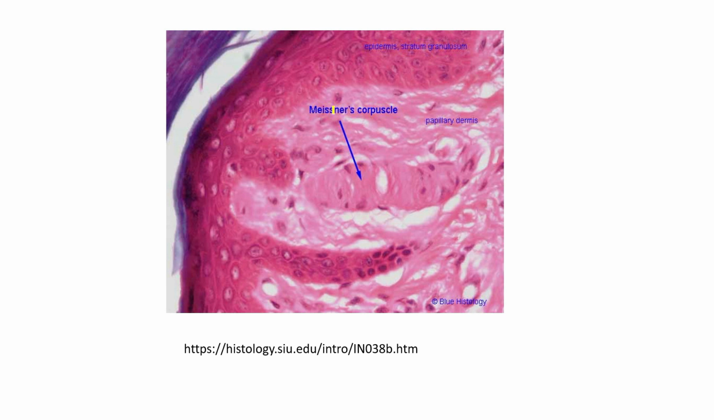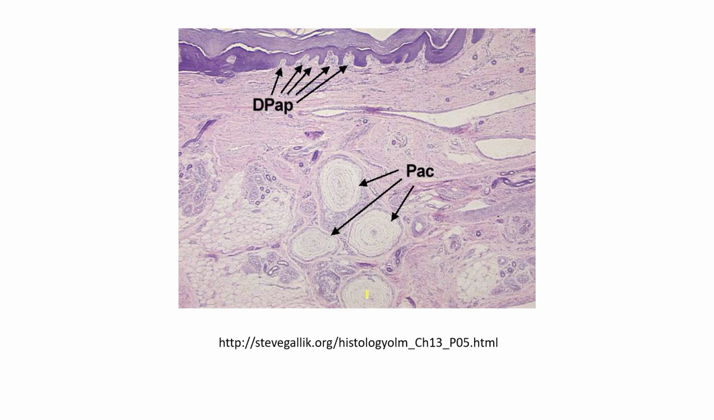This is an example of Meissner's corpuscle in the papillary dermis, which is more superficial. And this is a better picture where you can actually see that it's loose connective tissue, so you can see a lot of that watery substance. This is a picture of Pacinian corpuscles. They kind of look like an onion, and these are involved in deep touch.